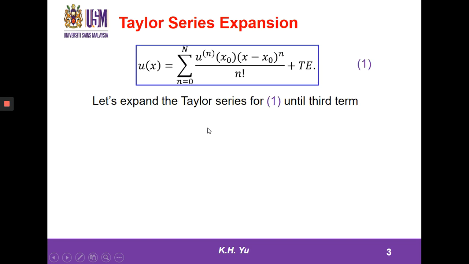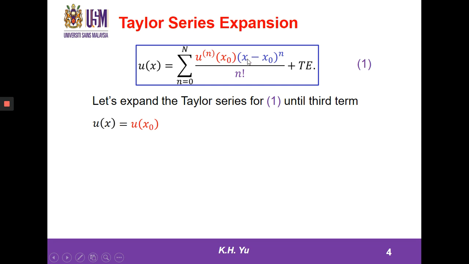So let us expand the Taylor series for equation number 1 until the third term. I use the color code, the red, the blue, and the purple, to indicate the few individual terms that we have. So if we want to predict the function u at x, the first term is n equals 0. So n equals 0 over here will give you the first term. u0 over here is the zeroth order of the function, that is the u function itself at x0.